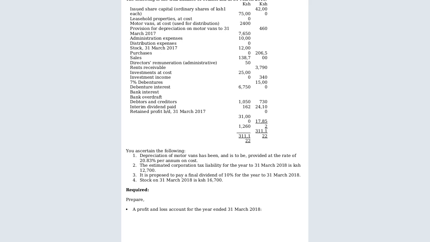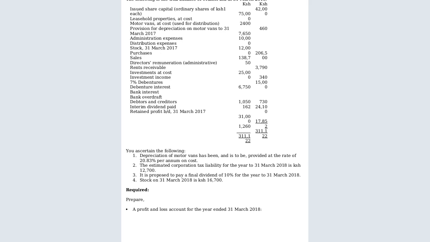On motor vans, we are told we use the rate of 20.83%. So hope you have your pen, a calculator, and a book there. We are now doing the calculations. We are doing the workings, and you are in working number one. The depreciation of motor vans is 20.83% of the cost of motor vans.